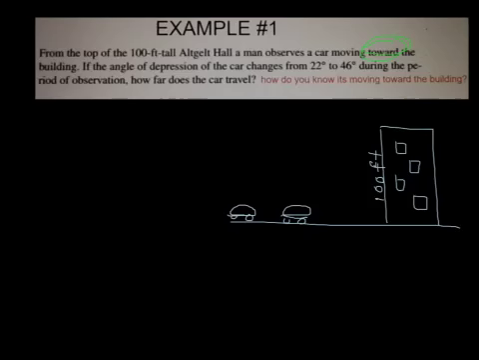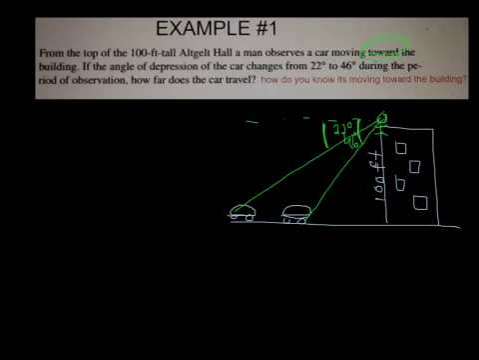continue reading here. The angle of depression of the car changes from 22 degrees to 46 degrees, and that angle of depression is coming from a person who's on top of the building, their eyes from a horizontal to the car. So there's the first angle of depression, 22 degrees. And then, yes, the car is moving closer, and so that angle becomes a greater measure of 46 degrees. So there's the 22, here's the 46.